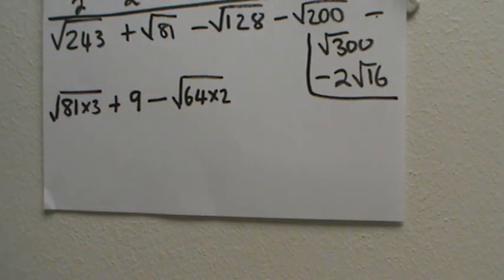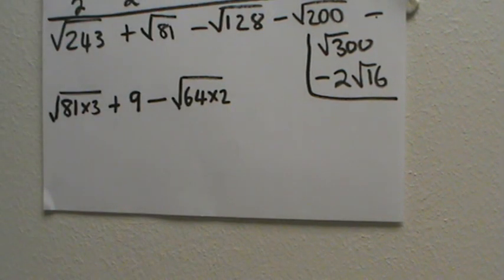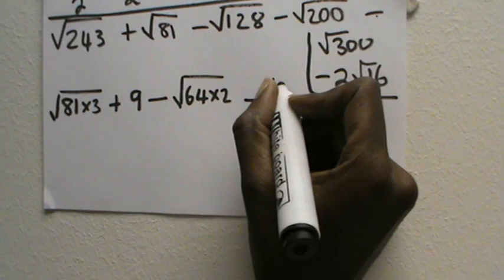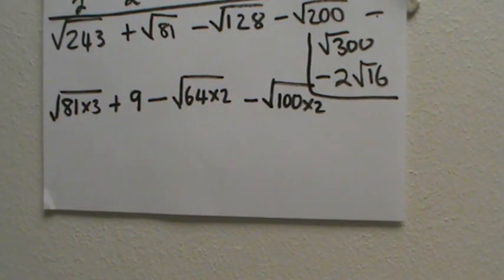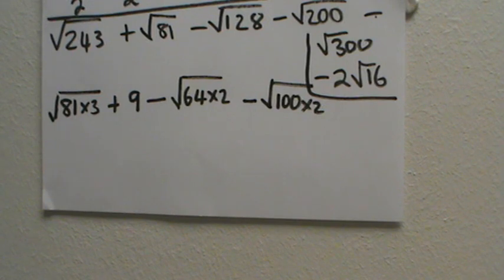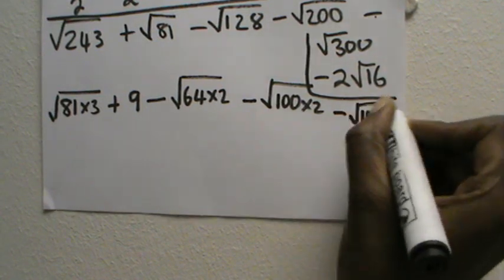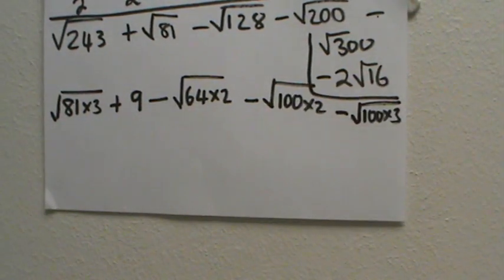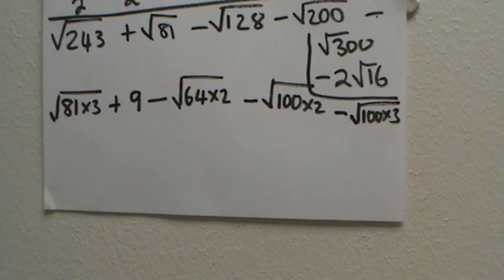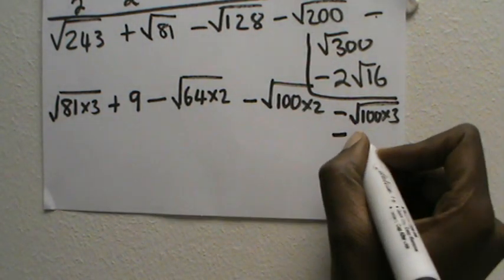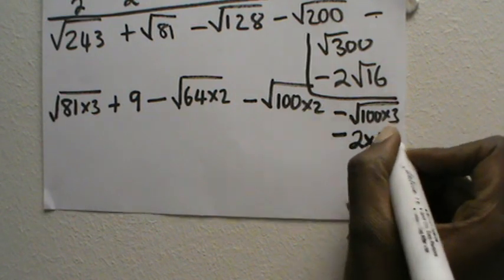Okay, and then I have 200. I know 200 is 100 times 2, so minus square root of 100 times 2. I hope you're following where my page is. And then I have 300, which is 100 times 3. And then 2 times root 16. I don't need to rewrite 16 as a product of a square number and something else because 16 is already a square, so I can just work out its square root. So over here I have minus 2, square root of 16 is 4.